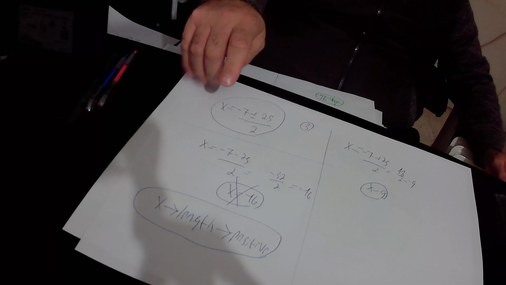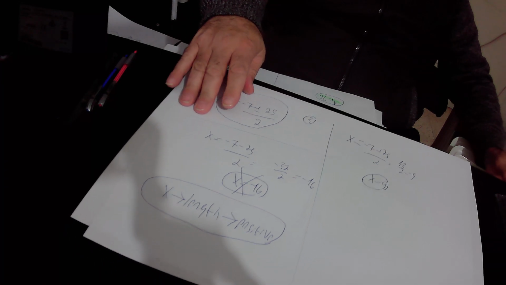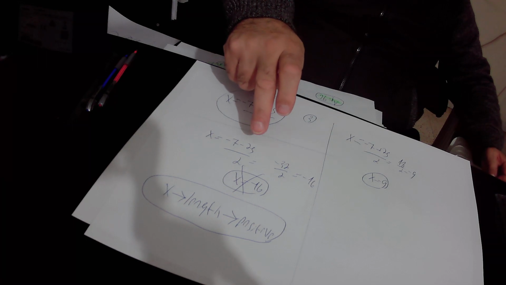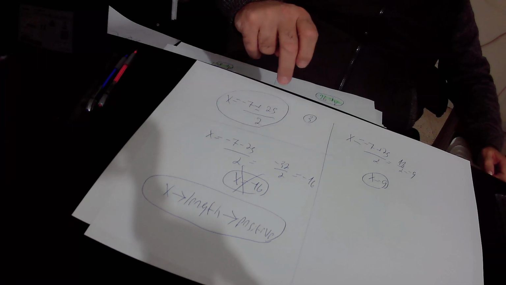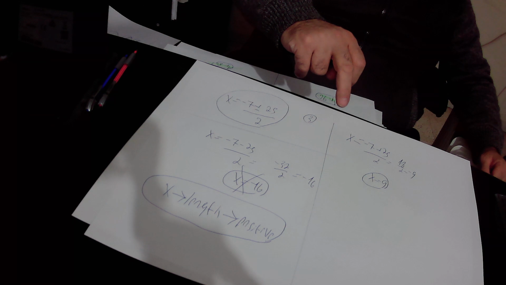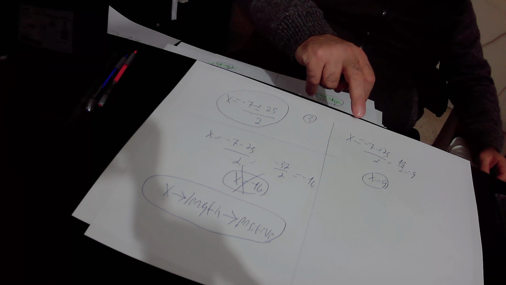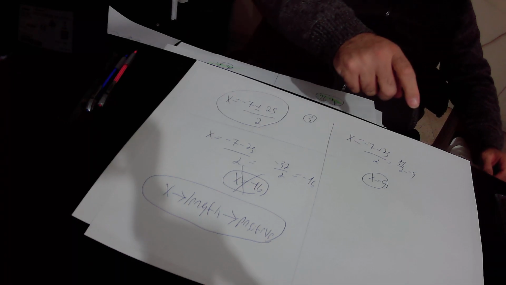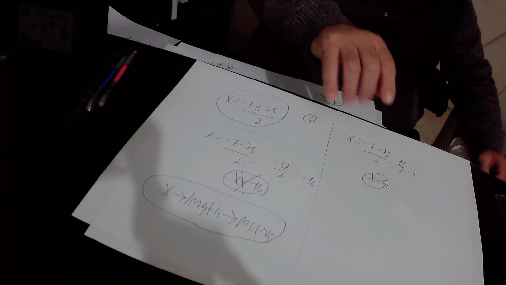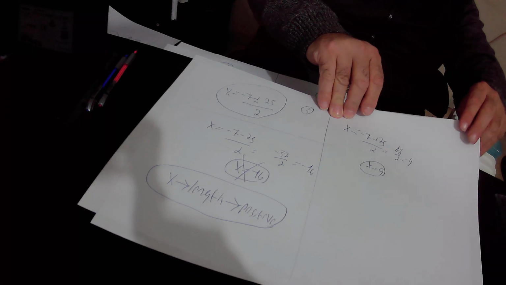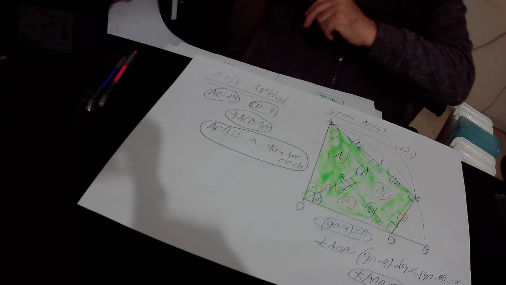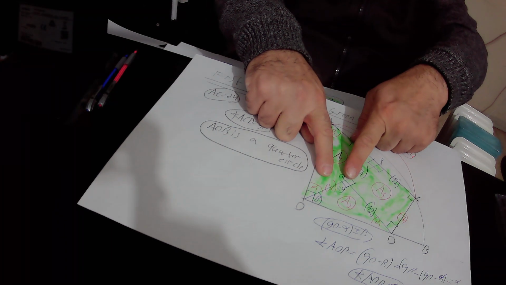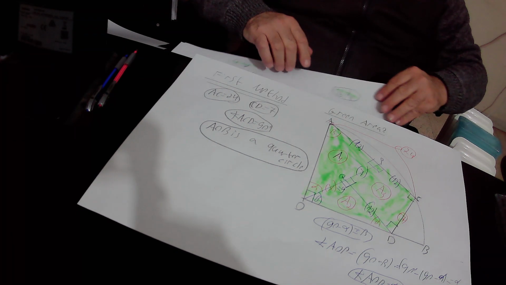But because x is a length, and a length must be a positive number, we cancel the solution that is negative. So we are left only with the second possible solution, x equals minus 7 plus 25 over 2. 25 minus 7 is 18, and 18 over 2 is 9. So in conclusion, x equals 9 units in length. The length of segment QO, that is x, is 9 units.